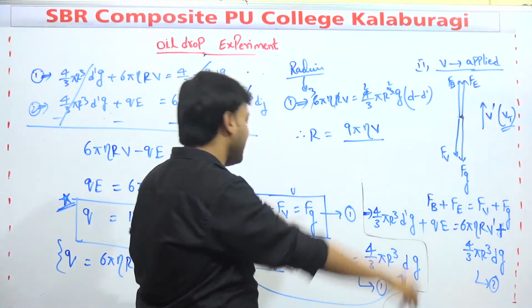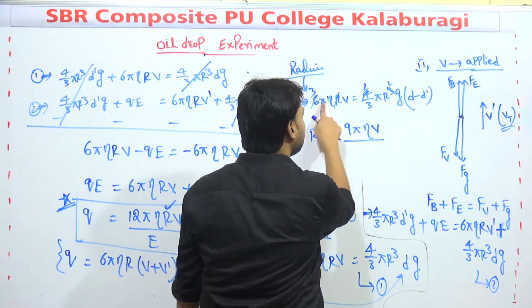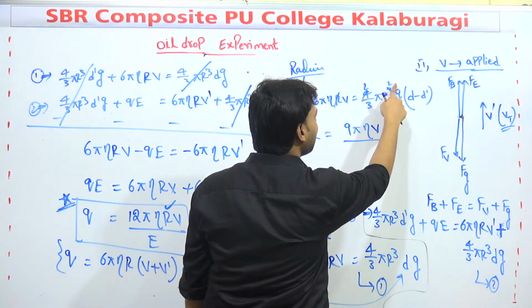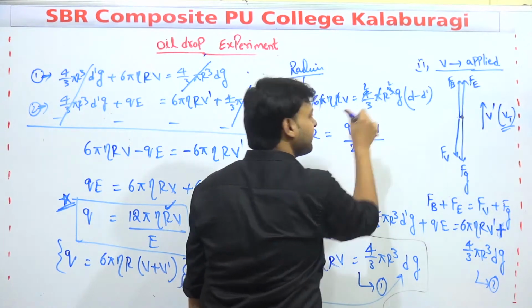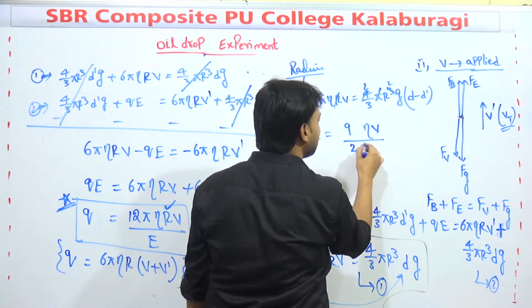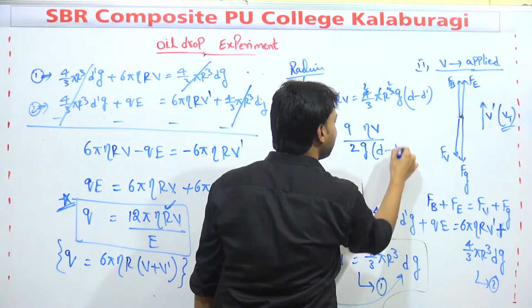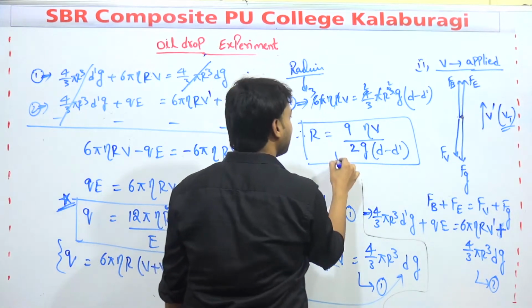It depends again on the terminal velocity in the first case. So 9 pi eta V divided by, and 2 pi also will be cancelled. Right? So it will be 2, and R square we are calculating. So G into D minus D dash. So this is R square, right? So it will be square.